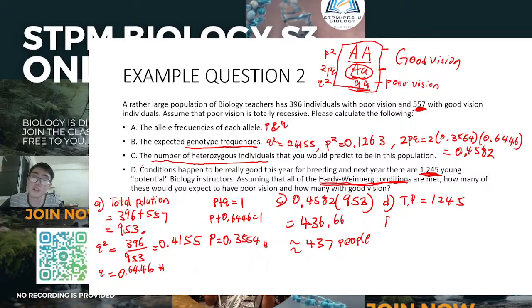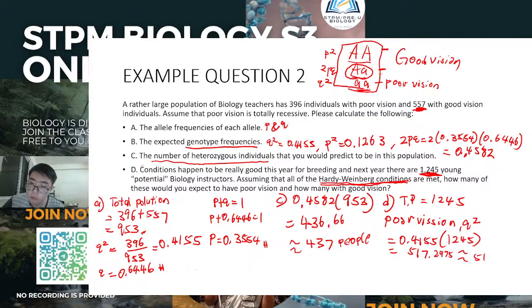So if you want to calculate poor vision, meaning that is people who have Q square, right? So the Q square you get is 0.4155, and then you times the total population, 1245. So 0.4155 times 1245, you will get 517 people. 517 people will have poor vision, and then good vision people have two, right?